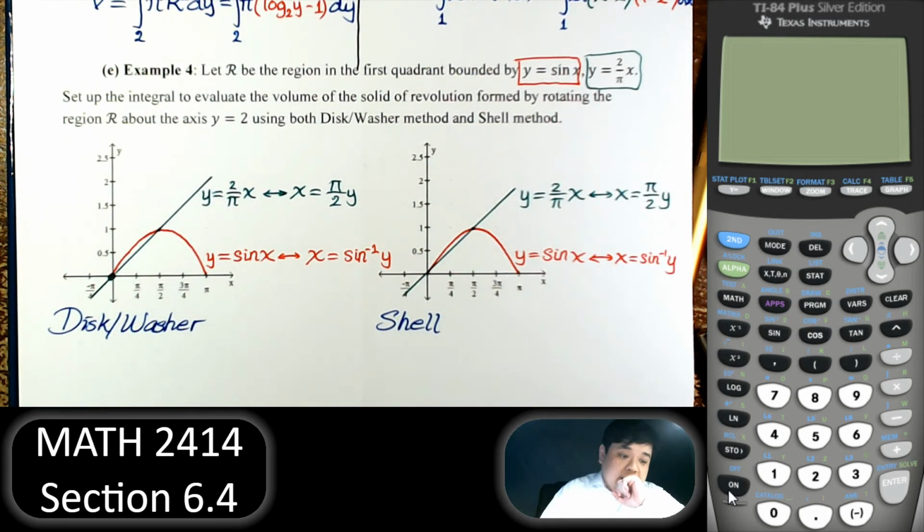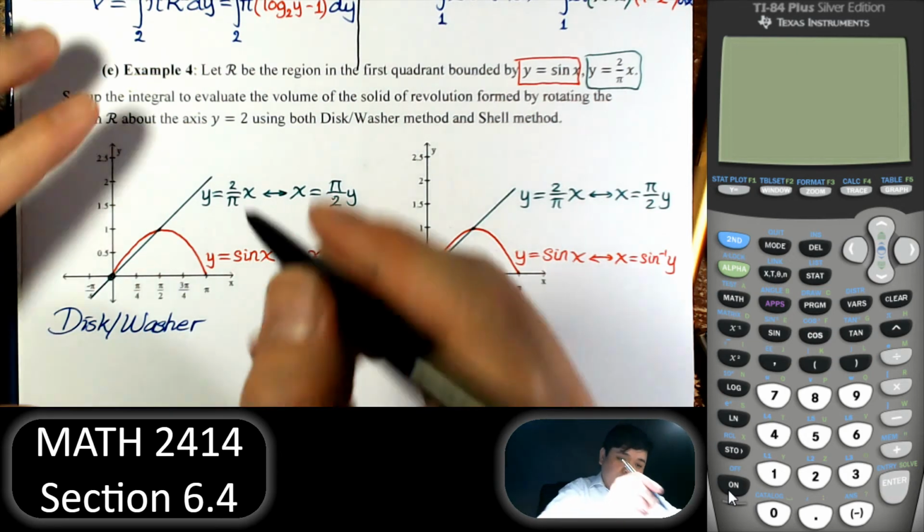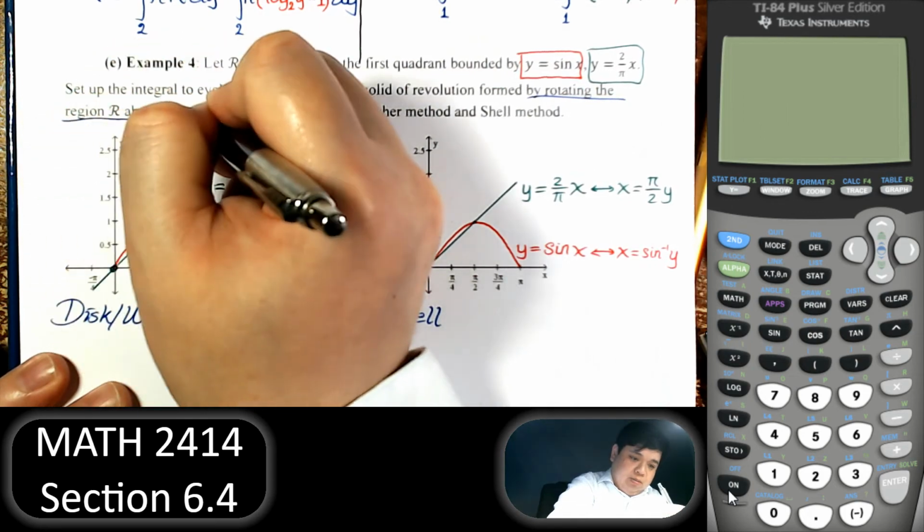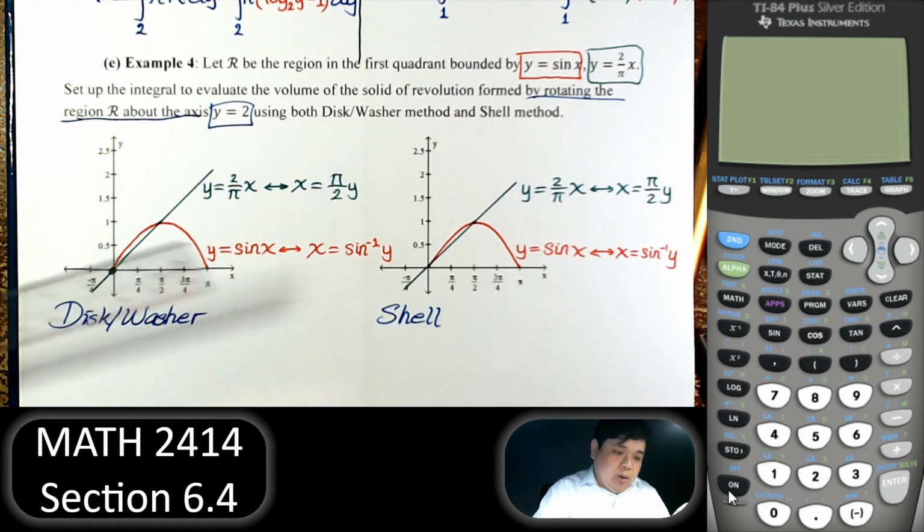Axis of rotation, y equal to 2. Rotating about y equal to 2.